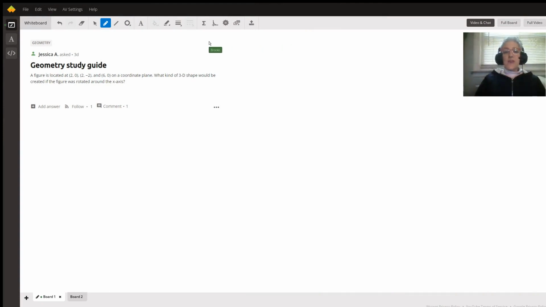All right, so we've got another great question by one of the Wyzant students. Jessica has asked, a figure is located at 2 comma 0, 2 comma -2, and 6 comma 0 on a coordinate plane. What kind of 3D shape would be created if the figure was rotated around the x-axis? Well, this is a great question. Let's take a look at that.